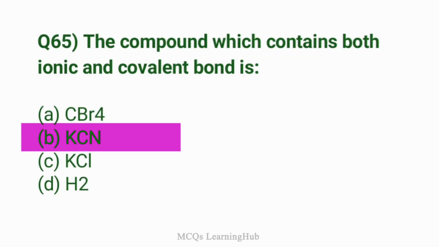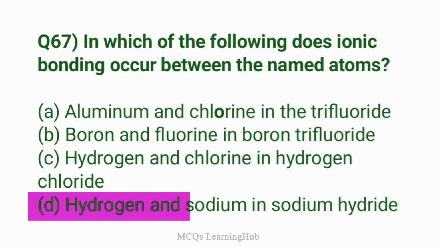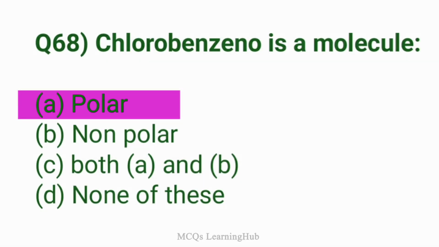Question 65. The compound which contains both ionic and covalent bond is option B, KCN. The two chlorine atoms form a bond with each other. The bond will be sigma. Option A is the right option. In which of the following does ionic bond occur between the named atoms? Option D, hydrogen and sodium in sodium hydride. Question 68. Chlorobenzene is a polar molecule. Option A is the right option.